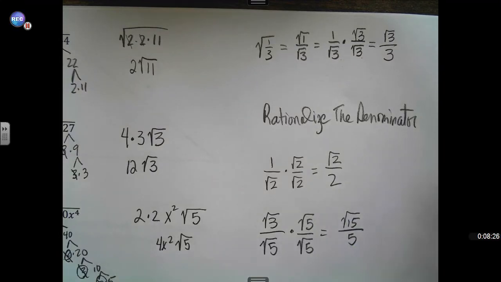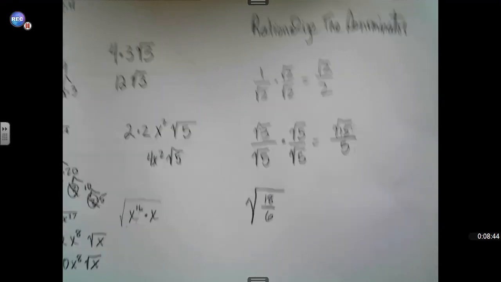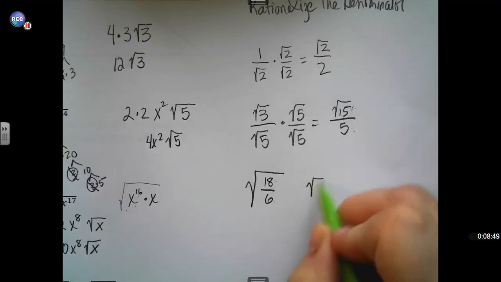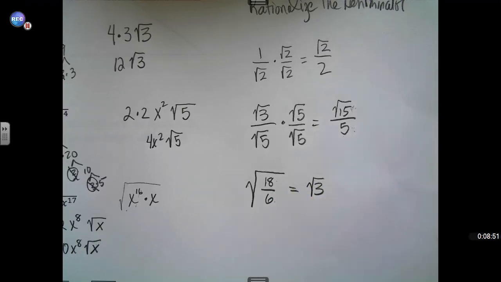You can multiply radicals with radicals, and you can multiply numbers with numbers, but you can't multiply or divide a radical with a number. Okay, so I can't reduce this. If I had the square root of 18 over 6, where they're both in the radical, I can reduce that. 18 divided by 6, it would be the square root of 3. Okay.